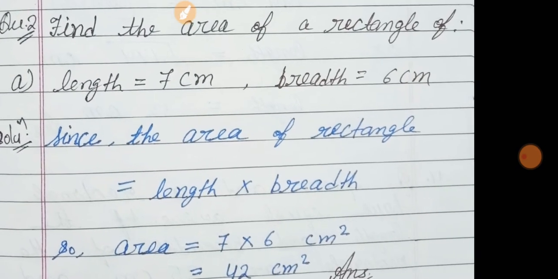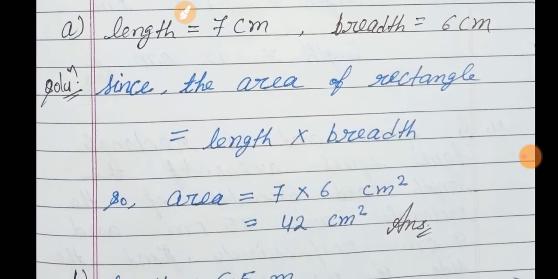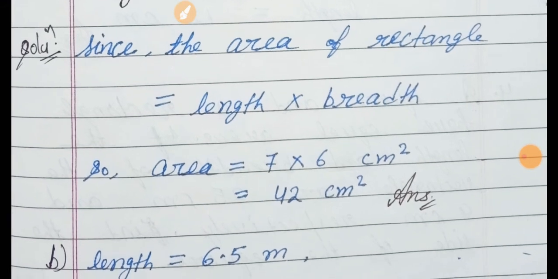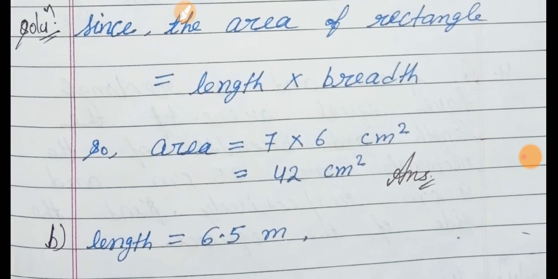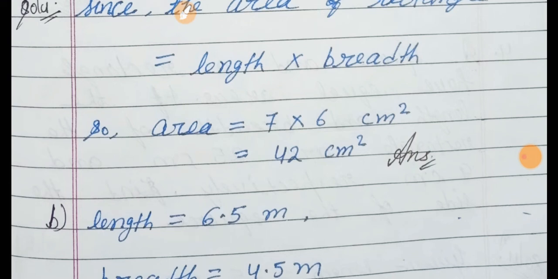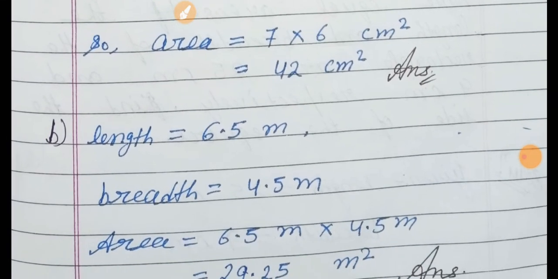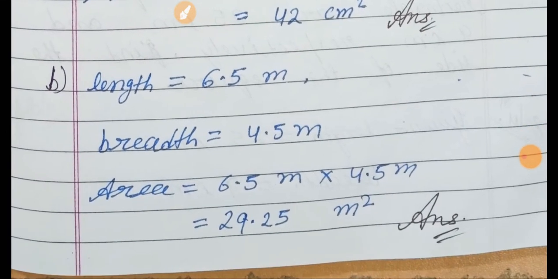So the area of the rectangle for this given condition will be 7 into 6 centimeter square, which will come 42 centimeter square. And for question number B, length is equal to 6.5 meter, breadth is equal to 4.5 meter. So the area for this rectangle is equal to length into breadth, is equal to 4.5 meter into 6.5 meter. It will come 21.25 meter square.